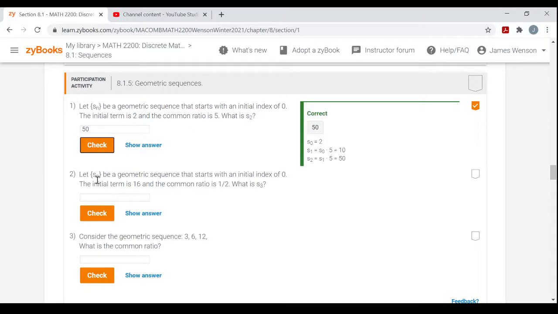So here again, let s sub n be a geometric sequence that starts with initial index of 0. So again, the first term is when I plug in n equals 0. The initial term is 16. Common ratio is a half. What is s3? So again, back on some paper here.